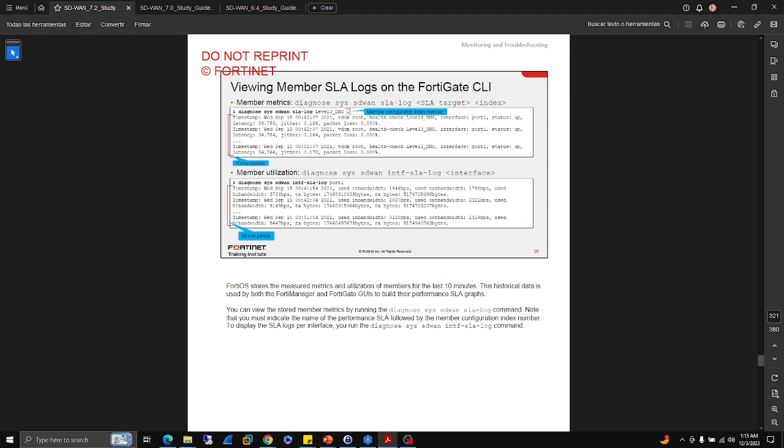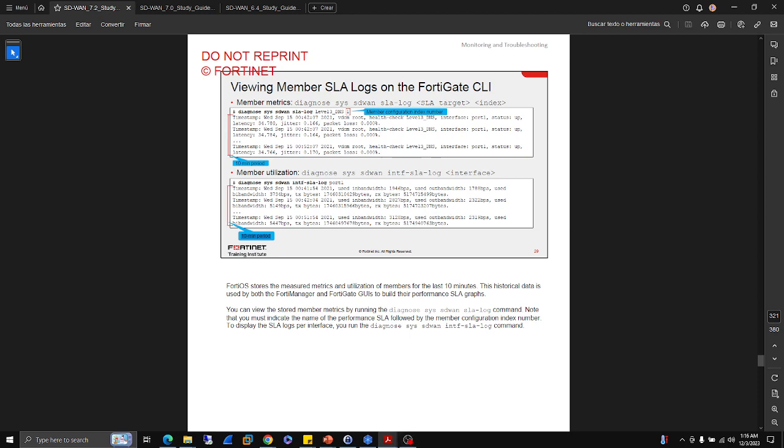we can see there we have diagnose sys sdwan sla-log, where we don't have those statistics. We have latency, jitter, packet loss, but not the parameters that we are looking for in that question, and it is about a 10 minute period. So if we want to see the utilization, we can see it with the command SLA log. As you can see there, this command provides us statistics about the bytes that have been sent and received by the interface in the same period.